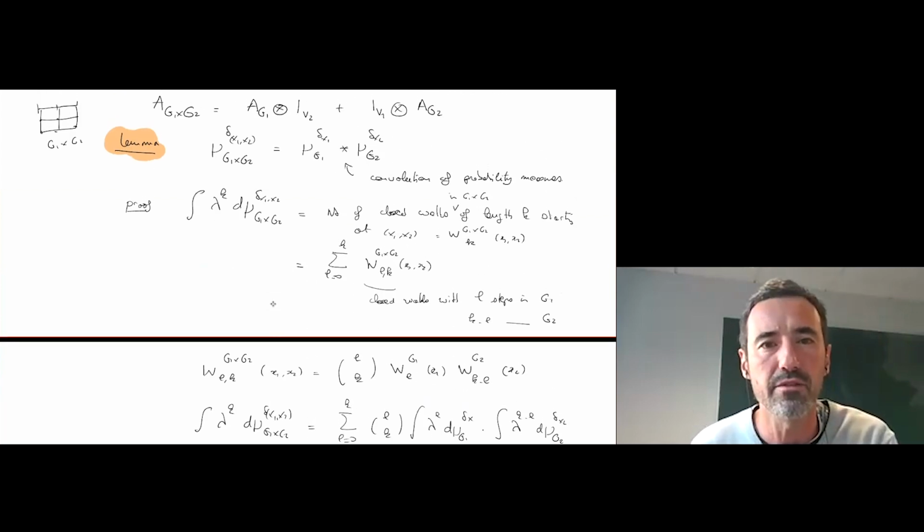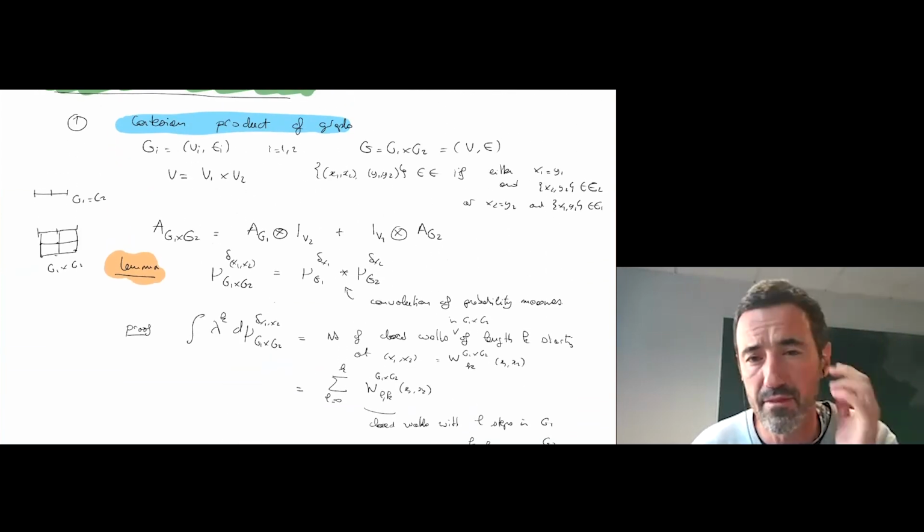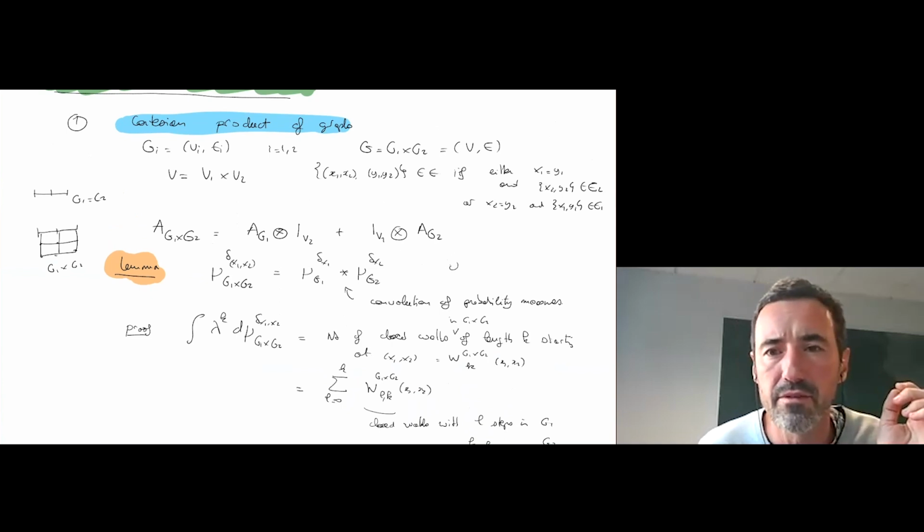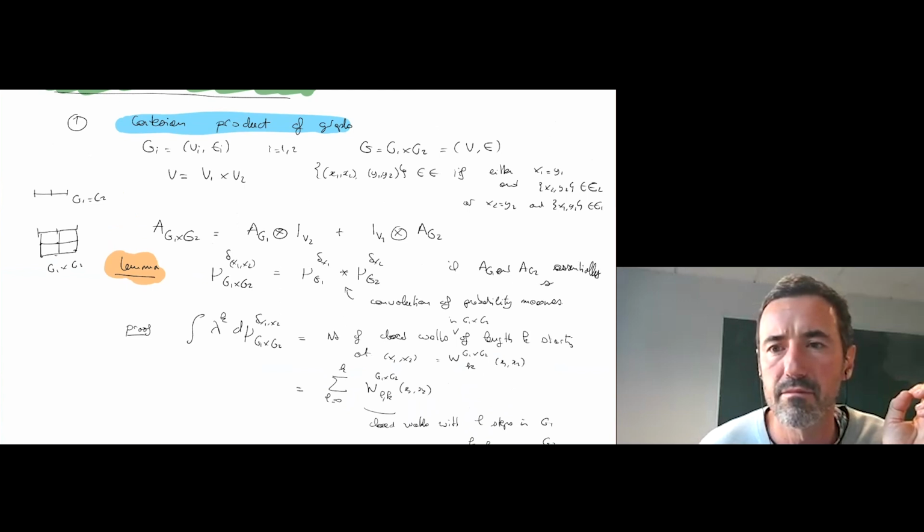So in particular, if A of G1 and A of G2 are self-adjoint, essentially self-adjoint, for example bounded.